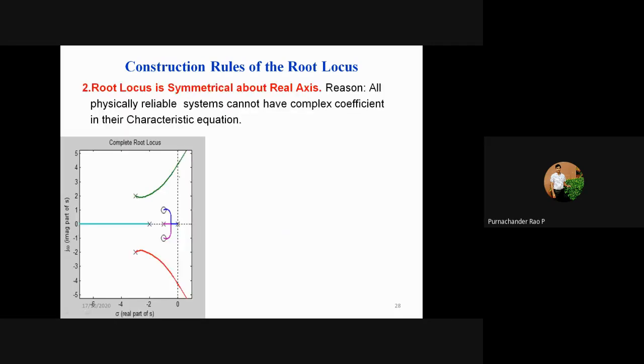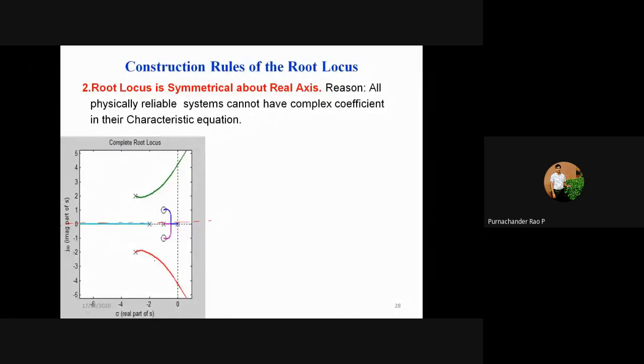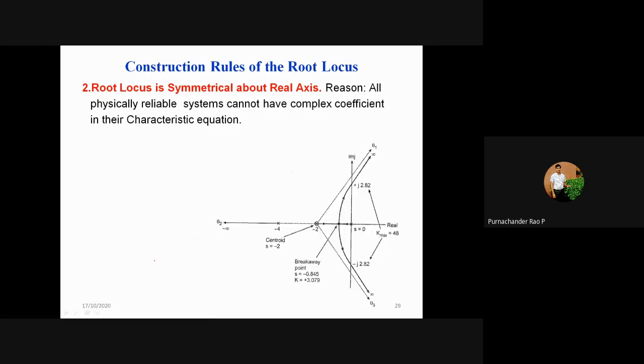Then the second rule is that the root locus is symmetrical about the real axis. Here this is your real axis. Observe that the same root locus in the second quadrant is also represented as a mirror image in the third quadrant, and that's why we can say it is symmetrical about the real axis.